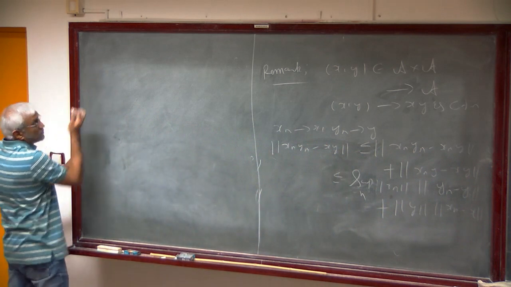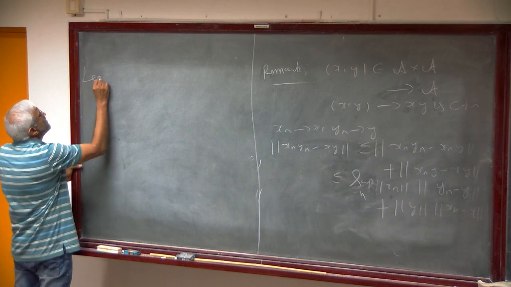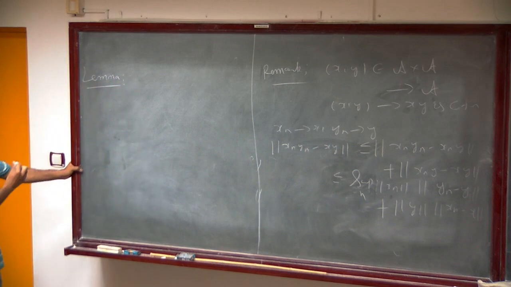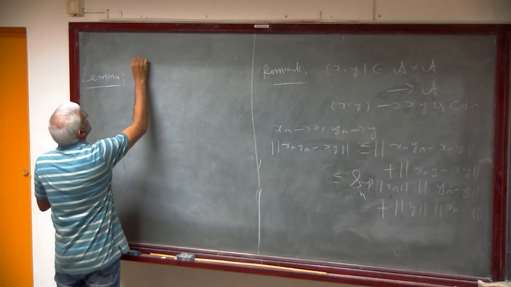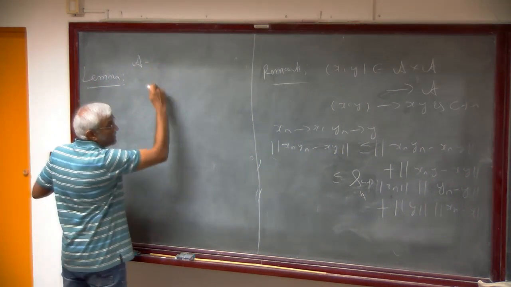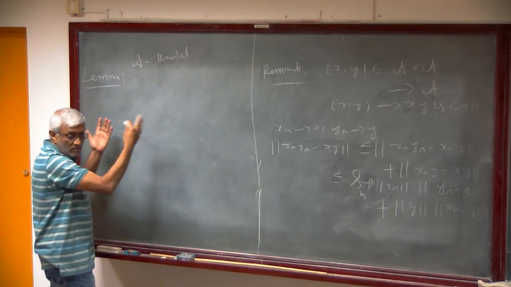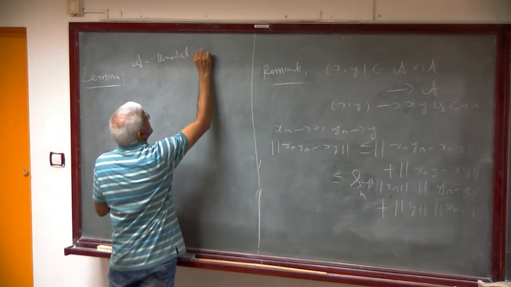So let's prove the first lemma. It is something we may be using again and again. So A is a Banach algebra, a unital Banach algebra. We will always use unital Banach algebras. That's why we talk about inverses and other things.